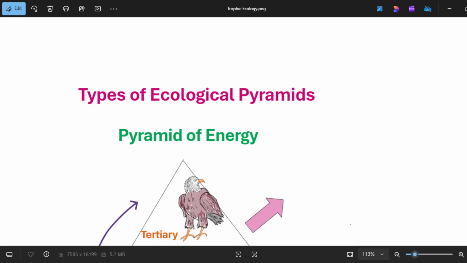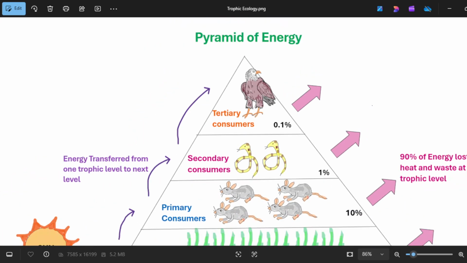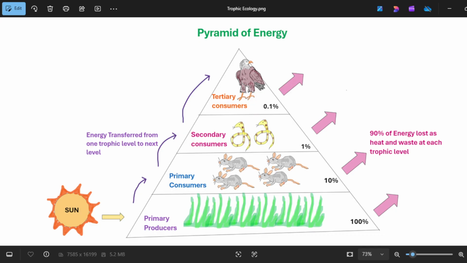The first ecological pyramid is the pyramid of energy. Okay, we will see the pyramid of energy. Now, if you see here, this is the typical pyramid of energy. Here, the primary producers, the plants, and here we are taking the example of grass. From the sun the energy is passed on to the producers, the primary producers, which is grass. Then it is consumed by the next trophic level, the primary consumers, then consumed by the secondary consumers, and then by the tertiary consumers, the eagle. The secondary consumers are snakes.